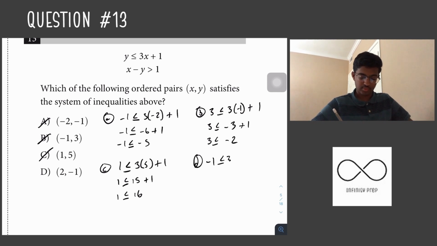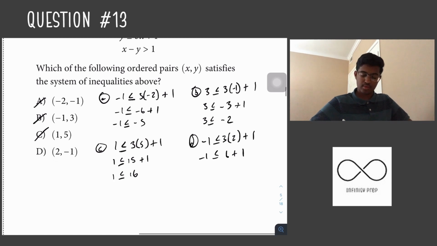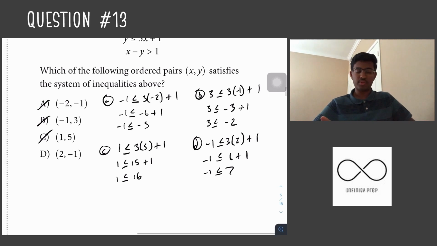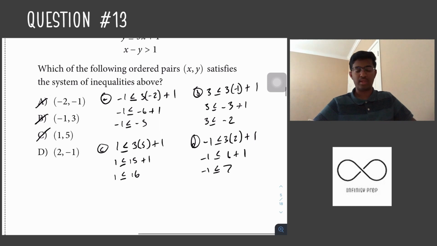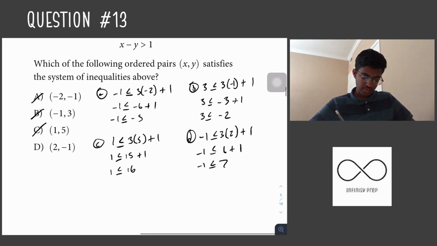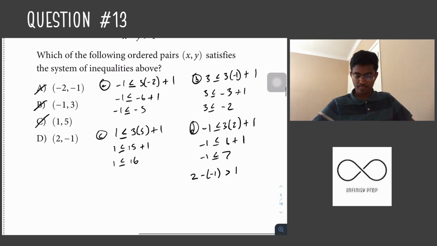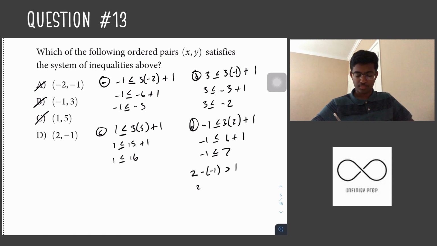-1 is less than or equal to 3 times 2 plus 1, which is 6 plus 1. And -1 is less than or equal to 7, but we also need to check the other inequality in case that may be incorrect. So x is 2, so 2 minus -1 is greater than 1. And the negatives cancel out, so it would be 2 plus 1 is greater than 1. And 3 is greater than 1, so answer choice D would be correct.